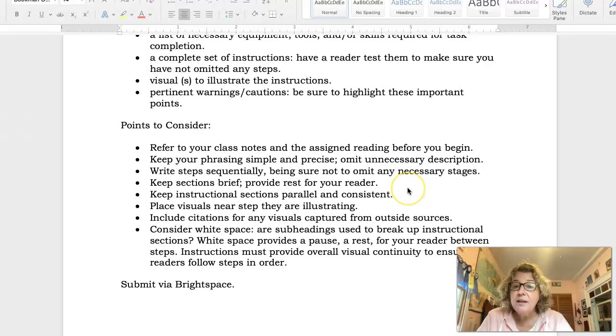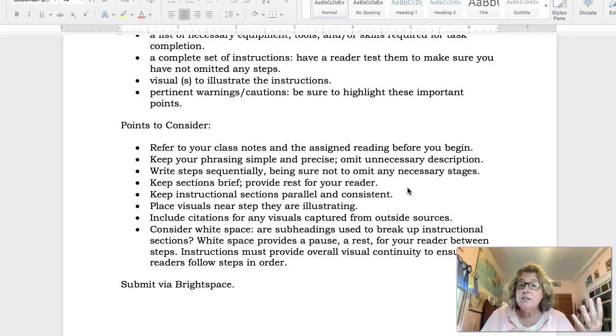Keeping everything parallel and consistent. So consistency is going to serve to create a smoother path for your reader. So keep your language consistent, keep your verb usage consistent. That's all going to make for a more successful outcome for your reader.